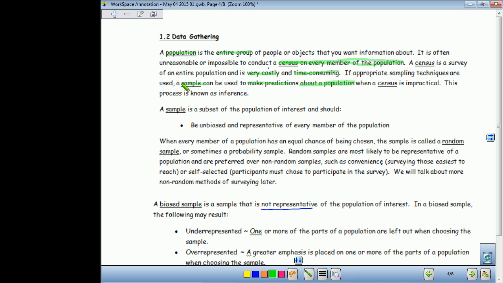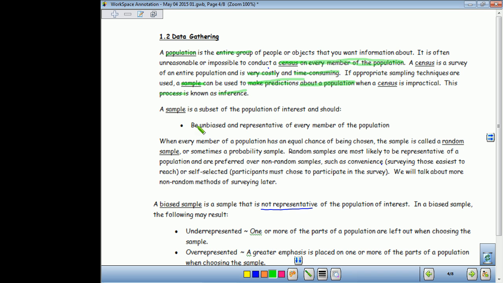When we take information from a sample and we make predictions about that, that process is called inference. We're inferring something from a small sample onto the whole group. Are we good with the vocab so far? So, a sample is just a subset of a population. So we would choose some from the entire population, and that would be our sample.